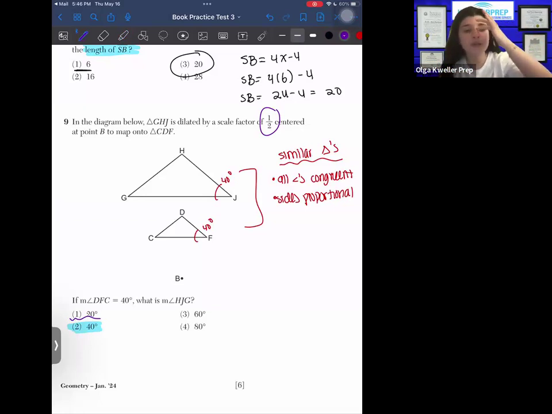So just be very, very aware, right? The angles stay congruent in similar triangles. The sides are what change. The sides are proportional, but you should never be dividing an angle in half or multiplying it by any ratio in a similar triangle question. The angles stay the same, only the sides change.